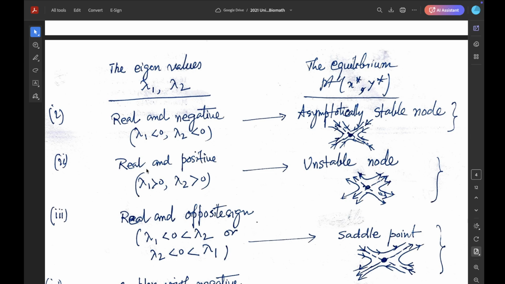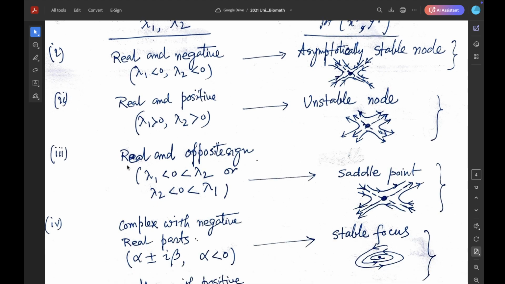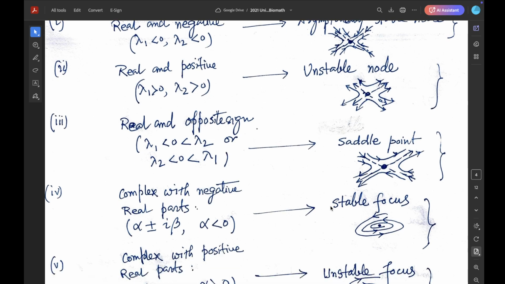And when lambda 1, lambda 2 are real and positive, both lambda 1 greater than 0, lambda 2 greater than 0, it is an unstable node. So this is the point x star, y star, and this is the nature of this unstable node. And when real and of opposite signs, that is lambda 1 less than 0 less than lambda 2, or lambda 2 less than 0 less than lambda 1, it is a saddle point, which is also unstable, because this line is stable towards the point x star, y star, and this is unstable away from this point. So this is actually an unstable saddle point.